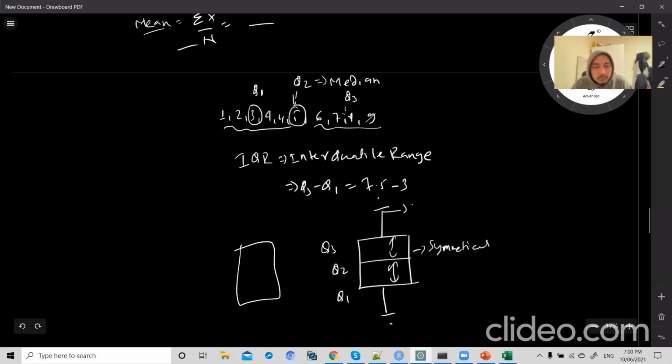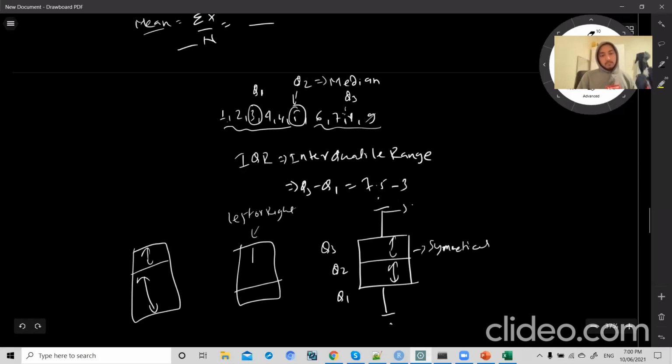What if your box plot is something like this? I don't know if this is left or right. Let's check. Confused. So it's either left or right. If it's something here, we can see the difference. So this can be either left or right. Okay, check.